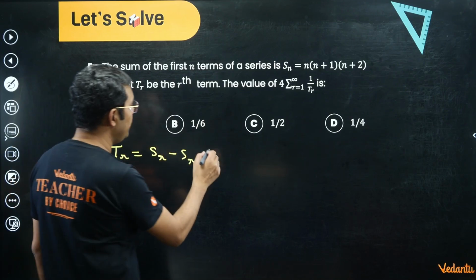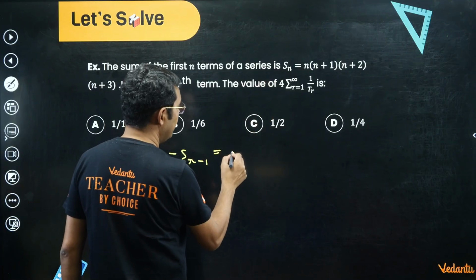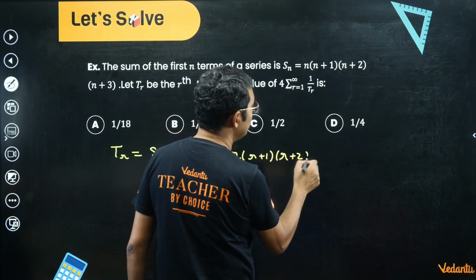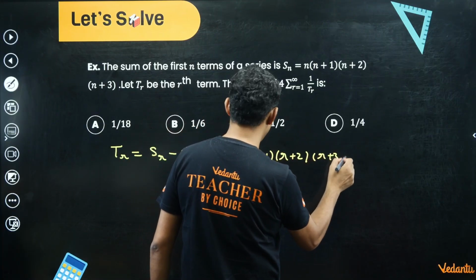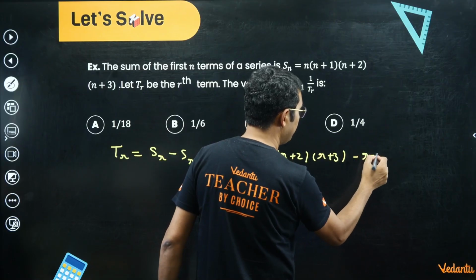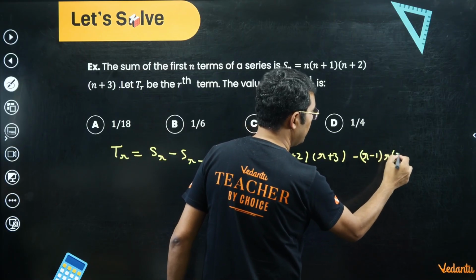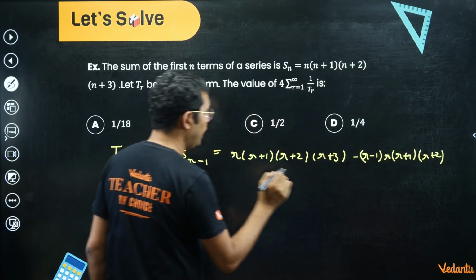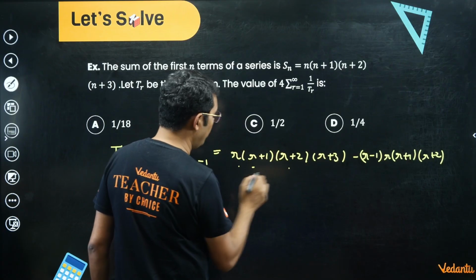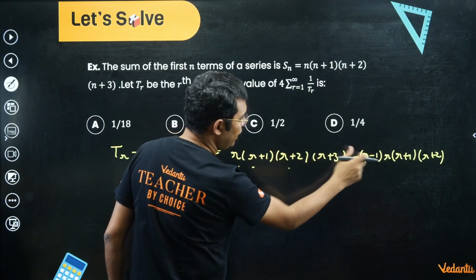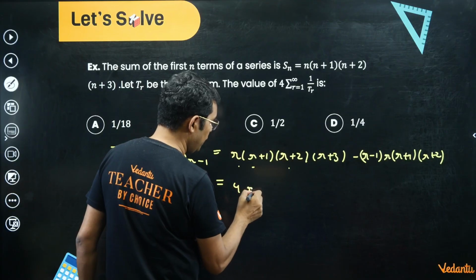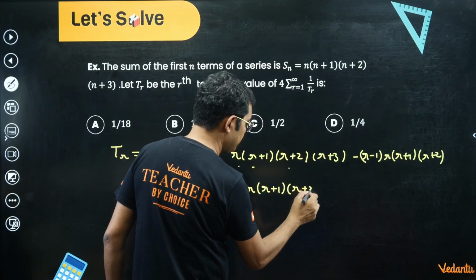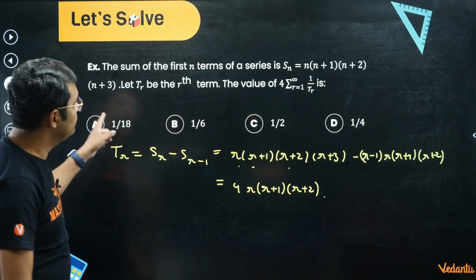Now Sr would be, if this is Sn, r into r plus 1, r plus 2, r plus 3, minus this will be r minus 1 into r, r plus 1 and r plus 2. You can take r plus 1, r plus 2 common, and r plus 3 minus this thing will give you 4 times r into r plus 1 into r plus 2. This is my rth term.